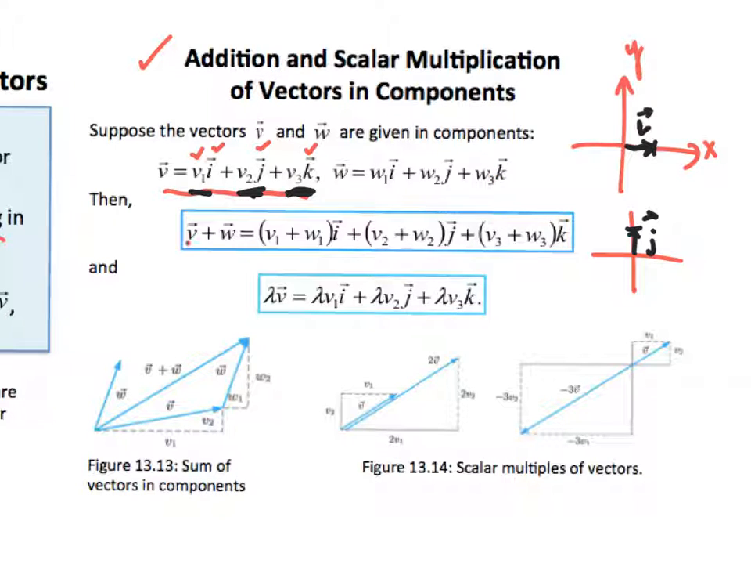If I want to add two vectors together, all I have to do is add their components: v1 and w1 put together give me my i, v2 and w2 give me my j, and v3 and w3 give me the coefficient of my k. If you do a scalar multiple, you're just going to multiply everything through by that scalar.